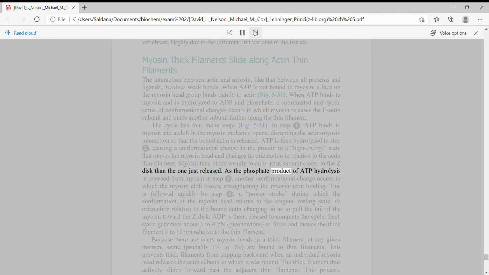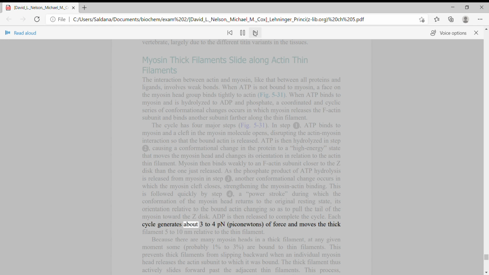As the phosphate product of ATP hydrolysis is released from myosin in step 3, another conformational change occurs in which the myosin cleft closes, strengthening the myosin-actin binding. This is followed quickly by step 4, a power stroke during which the conformation of the myosin head returns to the original resting state, its orientation relative to the bound actin changing so as to pull the tail of the myosin toward the Z disc. ADP is then released to complete the cycle.